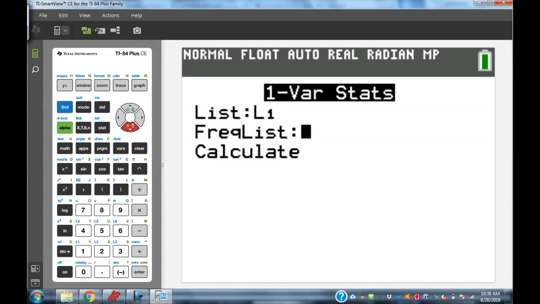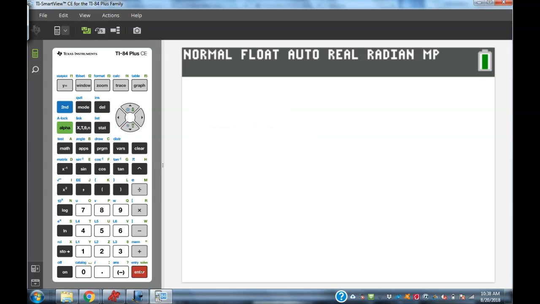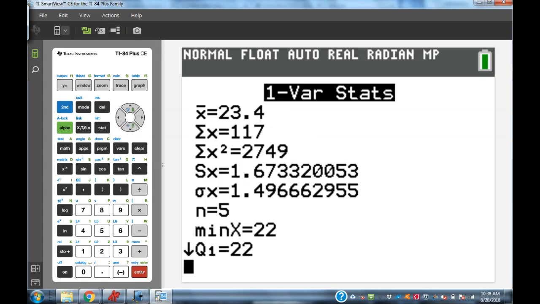So just press down and hit clear or delete on that spot. Okay. And then press calculate and it punches out some stuff for us. Okay. X bar, what's that notation for? Mean, right? Mean of a sample, right? Sigma X, 117. That's what we added them up to be. We did that by hand.